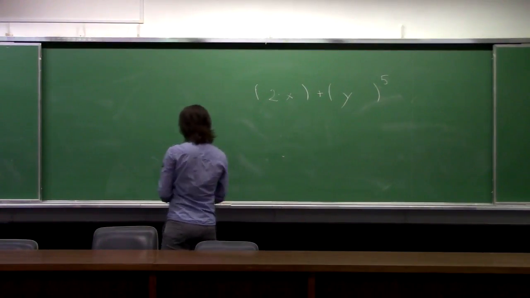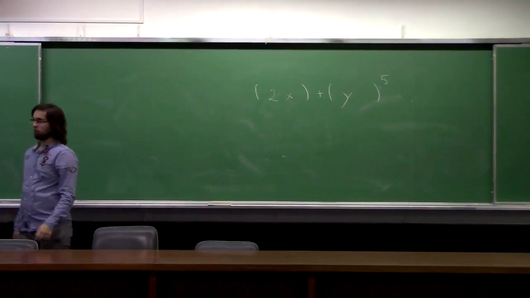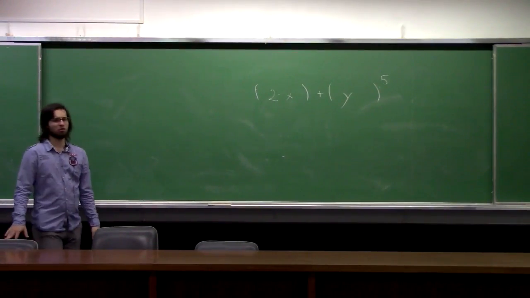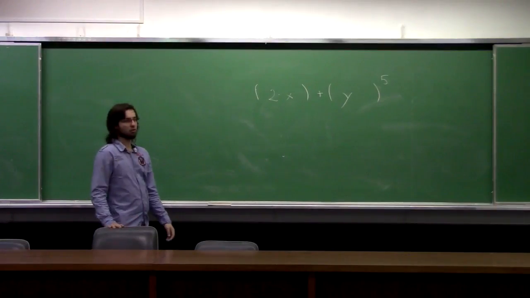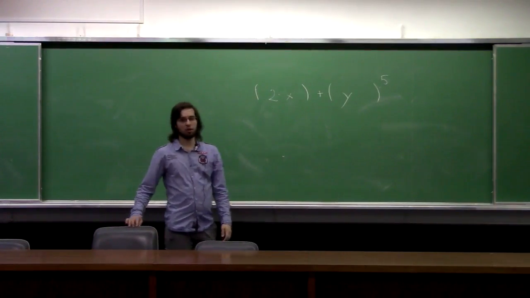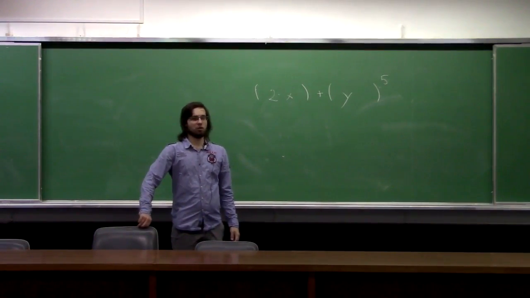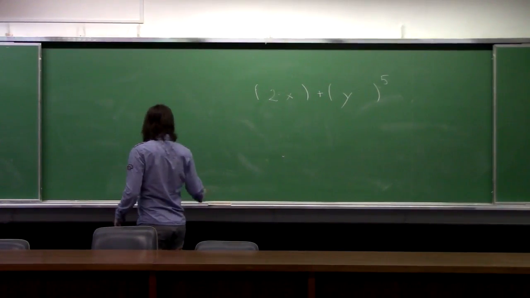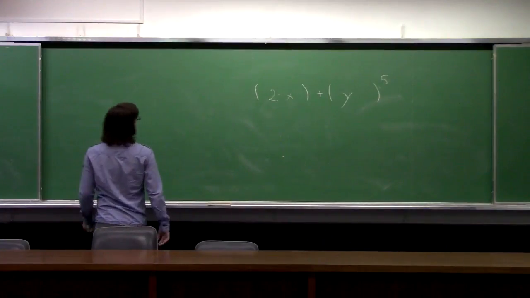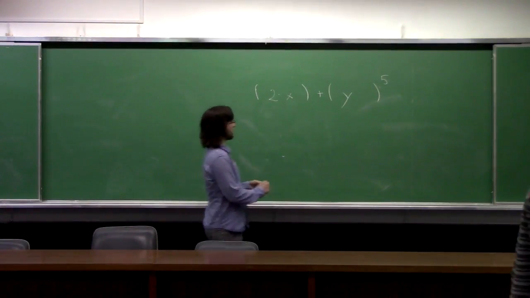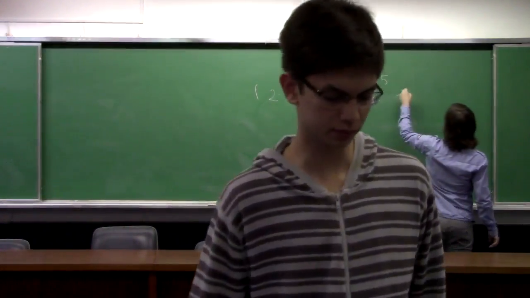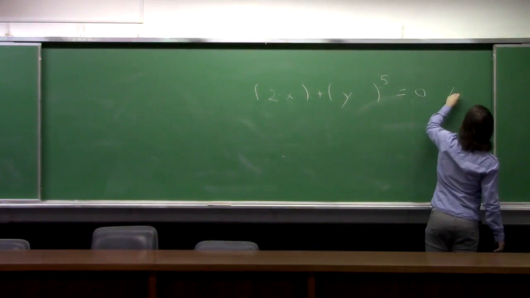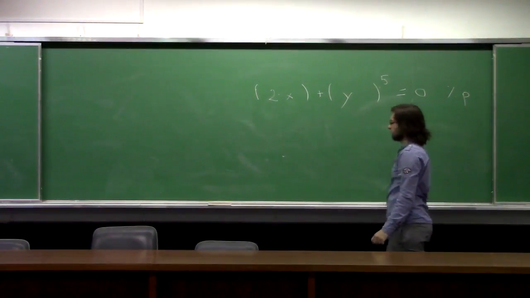And what we want to find out is the number of ways to assign numbers 0 through p minus 1 to the variables of the expression in such a way that the resulting expression evaluates to 0 modulo p. So for example here, so p divides this.